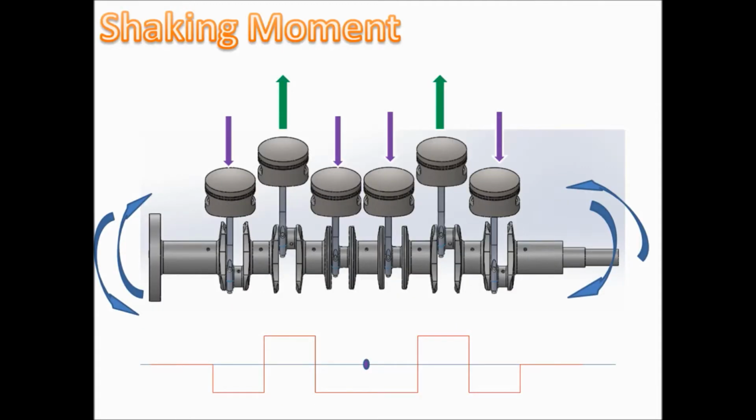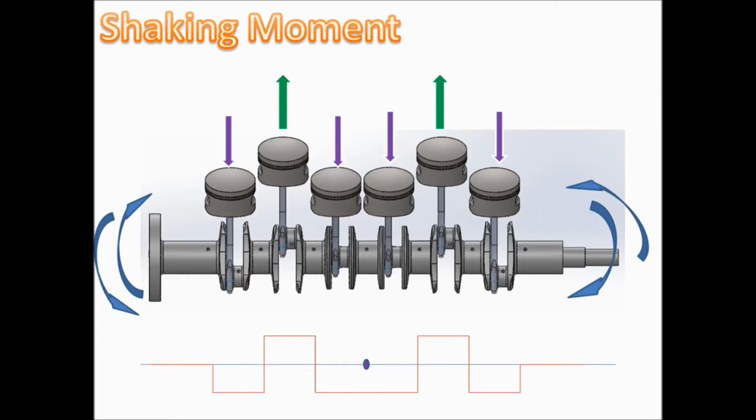Now is the shaking moment. Shaking moment is also due to the motion of the piston. However, it is due to the overall pistons, which is different from the inertial torque. Inertial torque is only due to a single piston motion. So the shaking moment is the shaking of the whole crankshaft. This can be understood more by referring to the blue arrow shown in the slide.